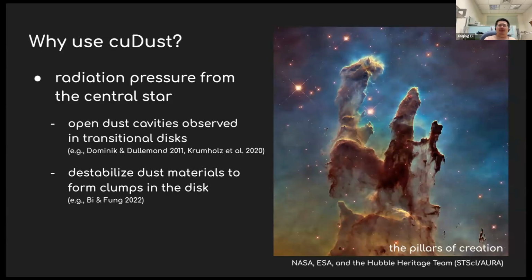Nowadays, gap-opening planets seem to be the most favored explanation for those cavities, but there are some problems with it, because there are way more transitional disk cavities than large planets observed, even around main sequence stars. So we want to find alternative explanations for the opening of transitional disk cavities, and radiation pressure may be one of them. Radiation pressure also has other effects, like pushing dust around everywhere, like the pillars of creation on the right. That's typically the result of radiation pressure within that cluster, together with the winds.